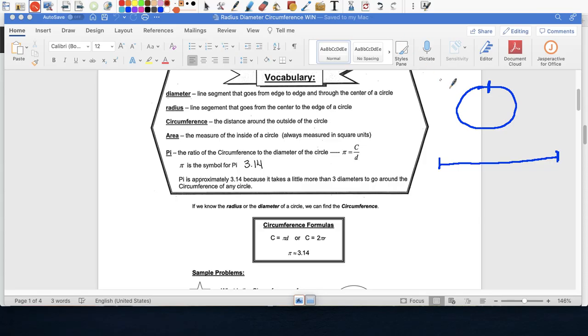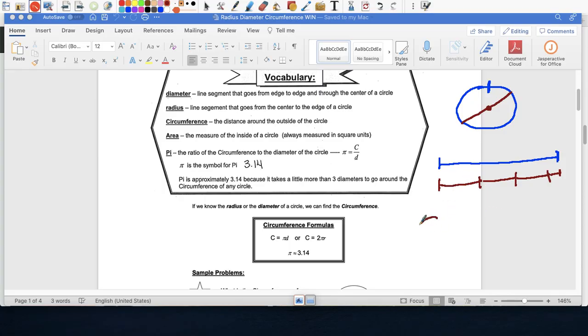Now, if we take the diameter, right? So imagine the diameter of this circle and I put it over here. The diameter and circumference have a special relationship. The diameter is 1, 2, 3. So the circumference and diameter share a little relationship. The circumference is always going to be 3.14 times the diameter.